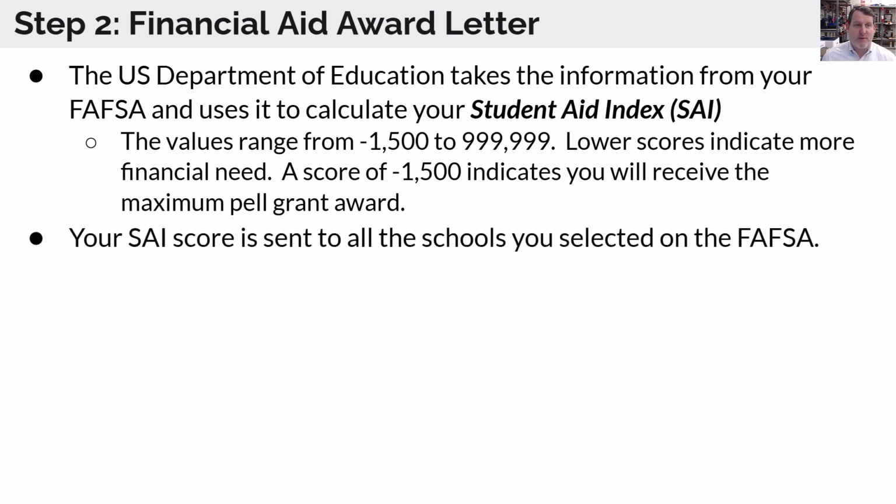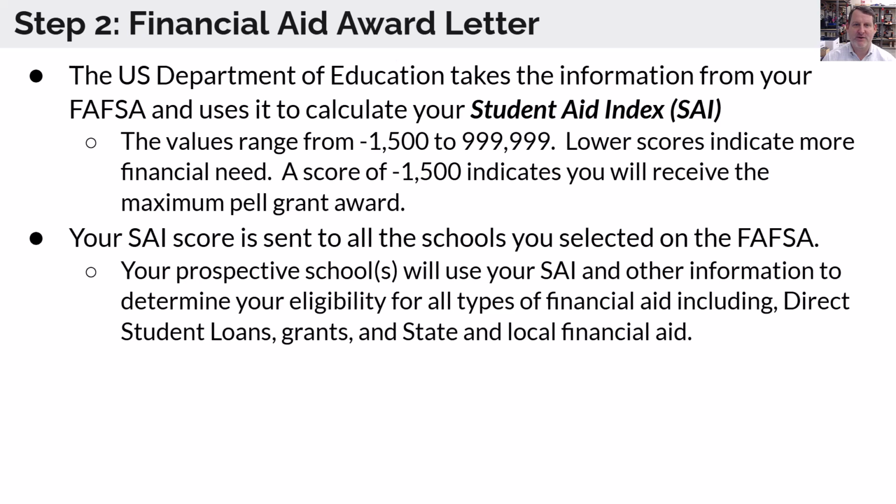So what happens next is, on the FAFSA form, you list up to 20 schools that you want to have your information sent to. The Department of Education sends just this SAI number to those schools, and then the school uses that number as well as a bunch of information like how expensive the school is, how many other awards you've gotten, how much money is left over. They go through their own calculations and determine how much you qualify for in terms of grants, scholarships, direct student loans, state level financial aid, local financial aid.